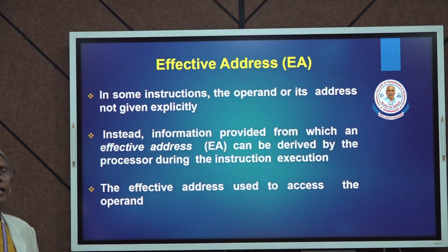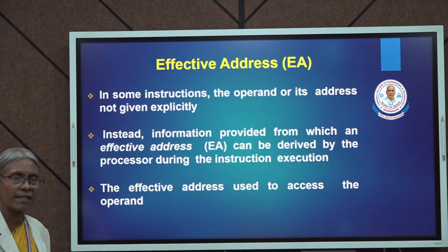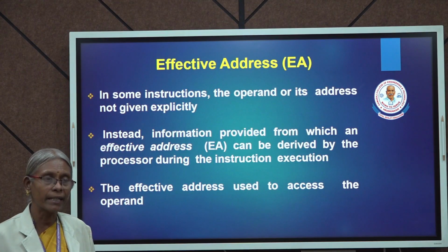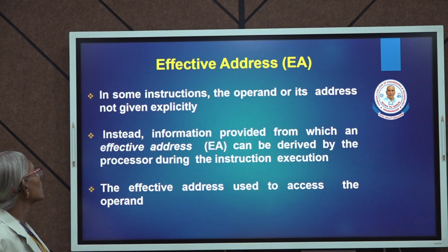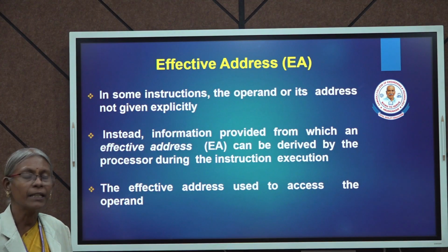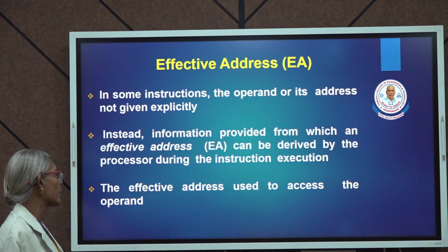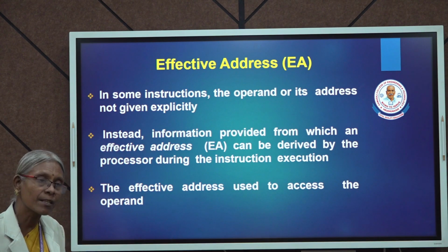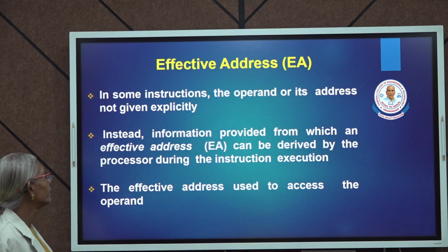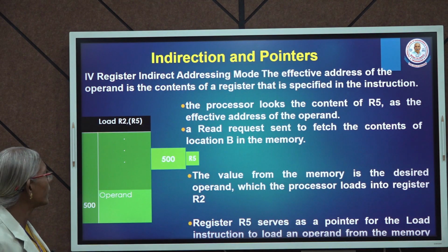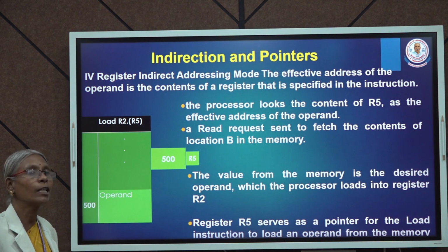Now let us look at the term effective address. Effective address is the exact address where I can get the data, where the data is available. Sometimes we are going to get the effective address from the instruction, and from that effective address we are going to access the data. This effective address is related to indirection and pointers.